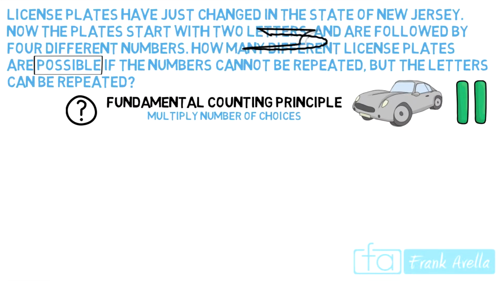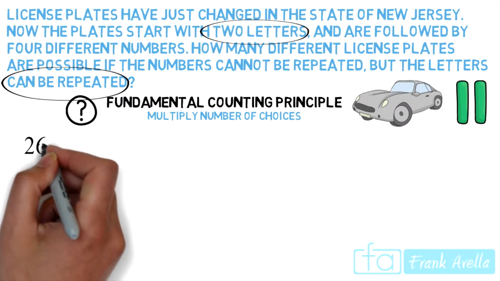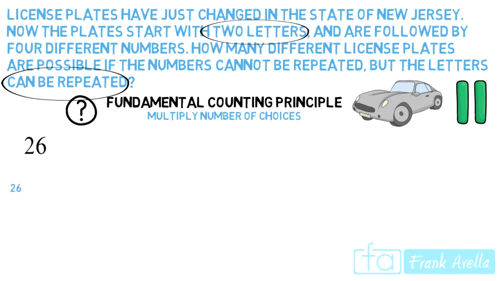So now let's look at what the problem gives us. It says the license plate starts with 2 letters, and very important, the letters can be repeated. So we'll start with the number 26, and we use the number 26 because there are 26 different letter choices. A to Z is 26 different letters. And again, the letters can be repeated.